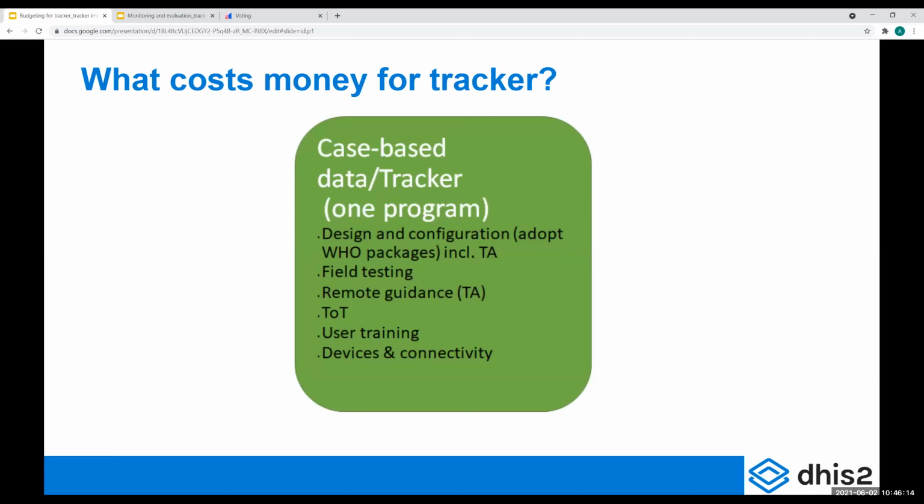And same with field testing. Workflows can be very different at different clinics. Is it working in practice? Do we have to go back to the drawing board and reconfigure our tracker program? So setting aside both time and resources to do this field testing work properly.